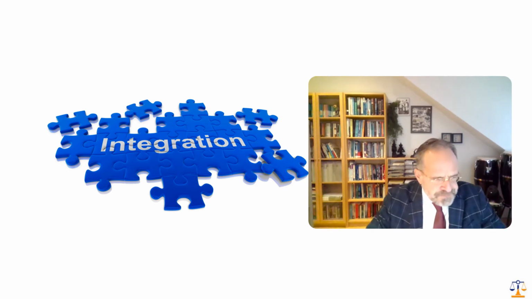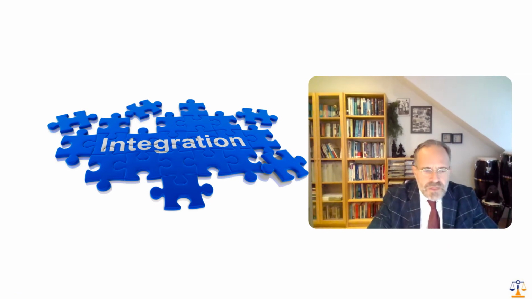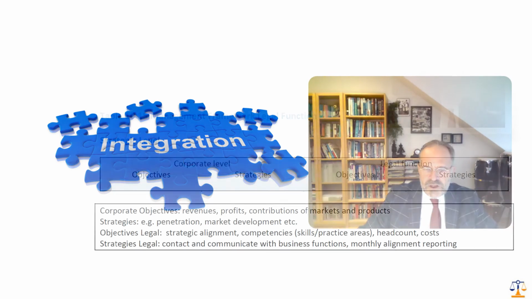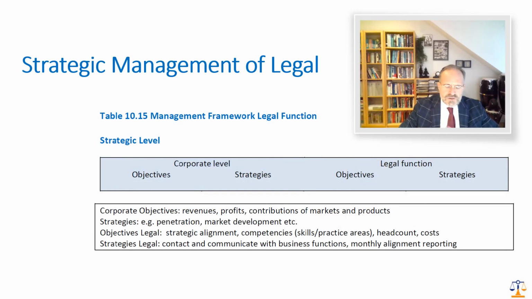We're reaching integration. We're going to look back and we're going to look forward, and we're going to discuss a rather simple model which is based on the steps in strategic management in a business, and we're going to apply those principles on the legal function. We're going to look at strategic management of legal from the perspective of three levels: strategy, operational, and cost level.